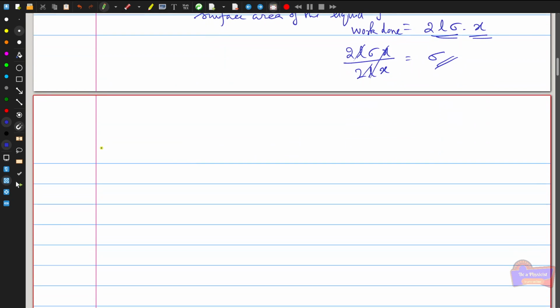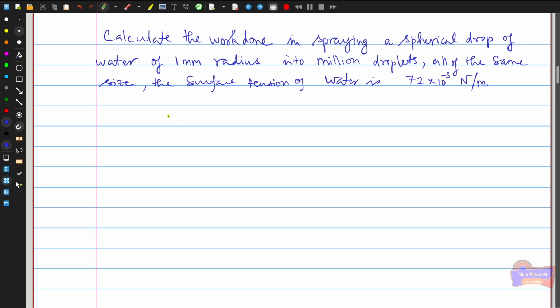Okay. Based on this work done in increasing the area of the surface, I can solve a simple example problem. We have to calculate the work done in spraying a spherical drop of water of 1 millimeter radius into a million droplets, all of the same size. The surface tension of water is given as 72 into 10 power minus 3 Newton per meter. In this problem, we are breaking the drop into millions of droplets, which means we are increasing the surface area. Therefore, we have to find the work that has to be done for this purpose.